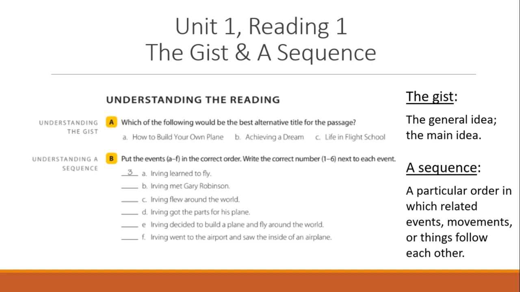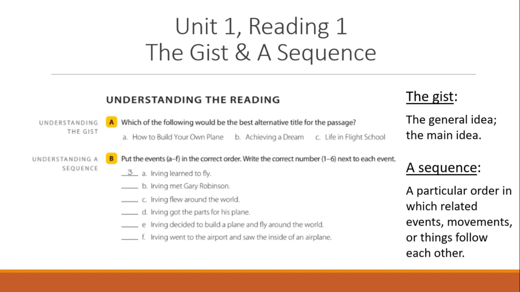Which of the following would be the best alternative title for the passage? So if we could choose a different title, an alternate title, which one do you think would be the best one? And in part B, a sequence. This is a particular order in which related events, movements, or things follow each other. So here a sequence is the idea of doing one thing after another in order to achieve some sort of goal. A good example of a sequence is cooking.